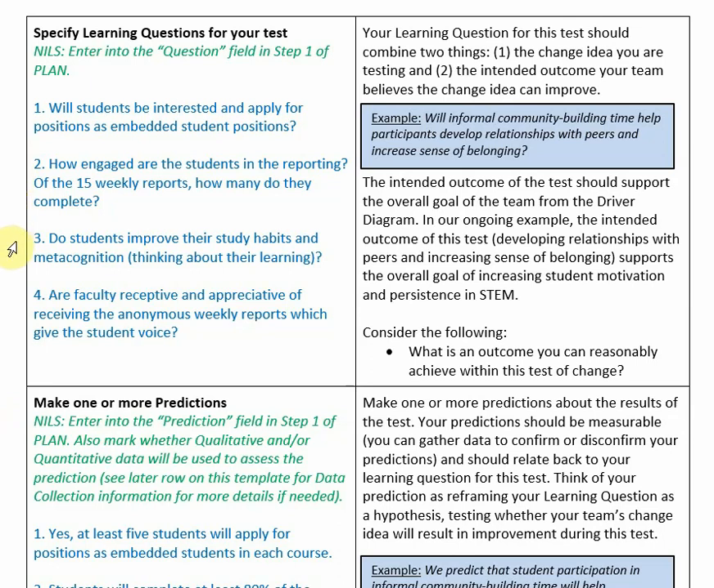Question 3 is an outcome measure. Was the change idea successful in improving student study habits? And question 4 is another outcome measure. Are the faculty receptive and appreciative of the anonymous weekly reports?